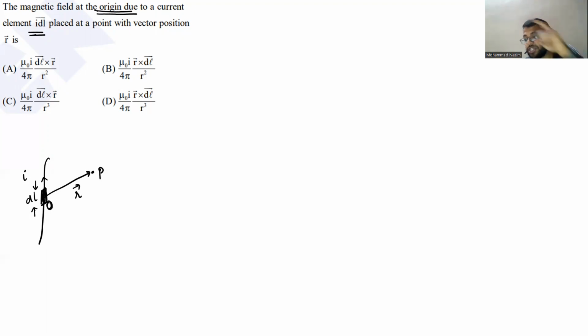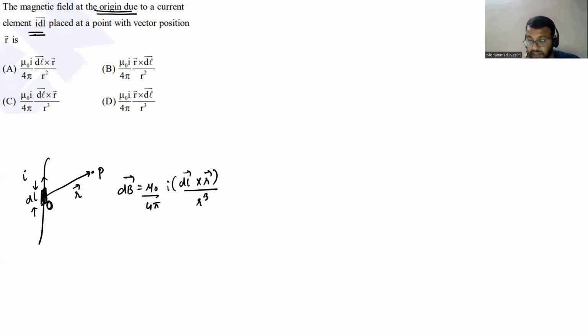So from that origin to that point P where we have to calculate the magnetic field, a vector directed from the current element to P is nothing but R vector, isn't it? And in this case, the magnetic field is going to be mu naught by 4 pi I into dl cross R divided by R cube, isn't it?